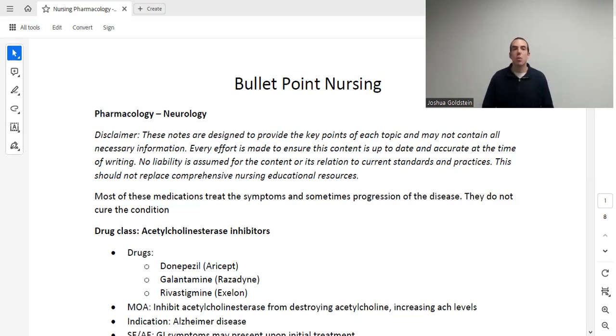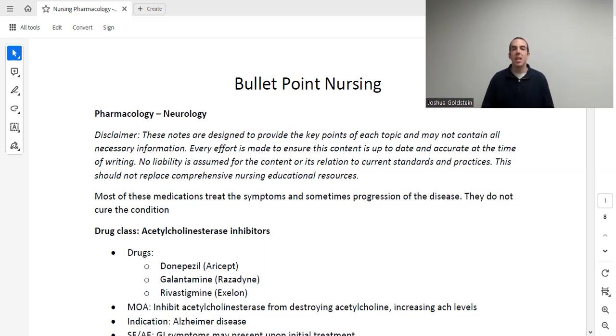The drug class that we're going to start with is acetylcholinesterase inhibitors. We talked about acetylcholinesterase in a previous lecture if you watched the one on cholinergic drugs. Acetylcholine is the primary neurotransmitter of the cholinergic system, and acetylcholinesterase is responsible for getting rid of acetylcholine. By blocking that enzyme, we block the body from getting rid of acetylcholine, thereby increasing the amount and effects of acetylcholine.